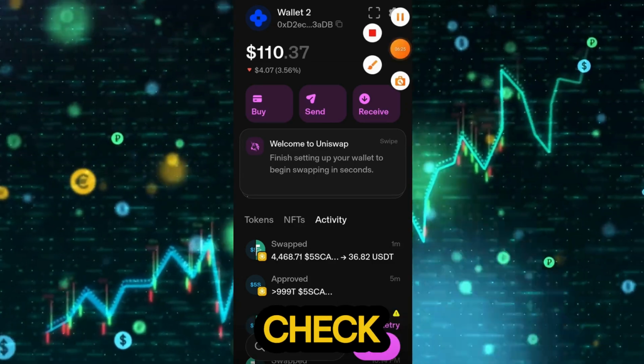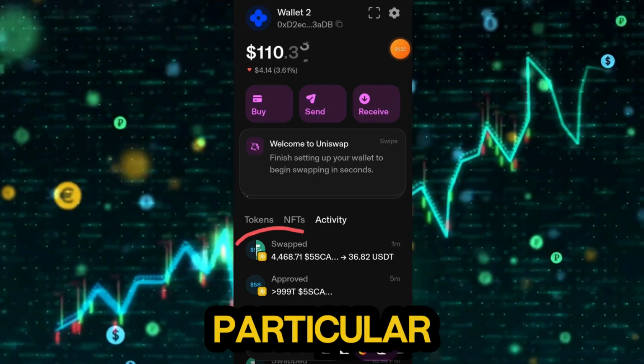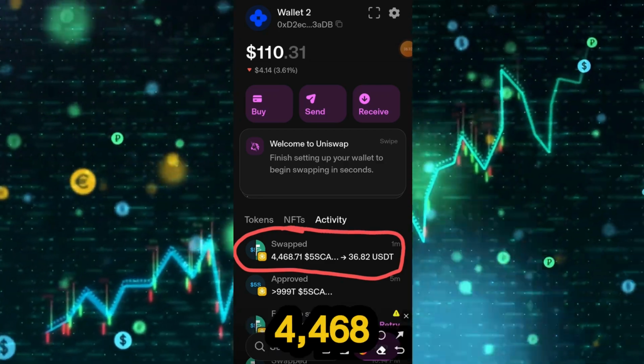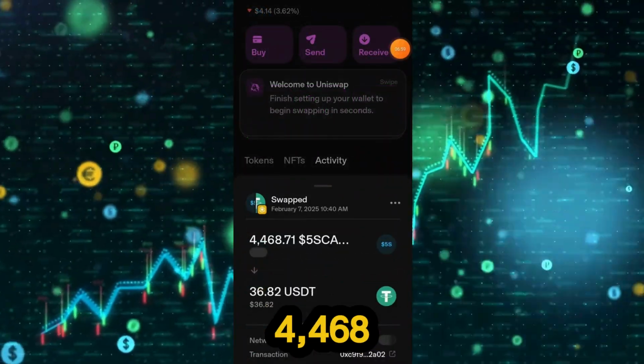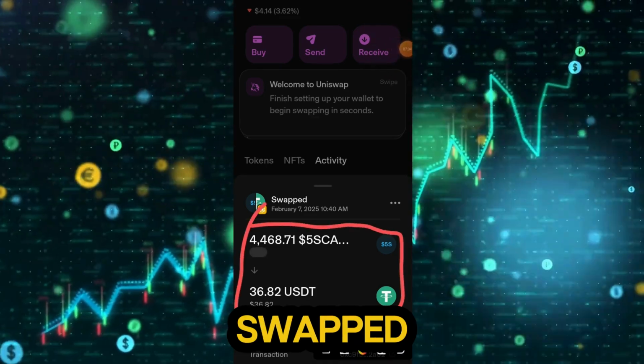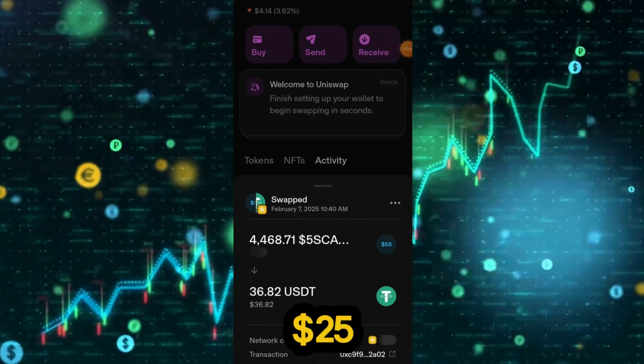So now let's go on to check the activities of this particular trade. You can see we swapped 4,468 units of FIFSCAPE to $36.82 after fees using only $25.